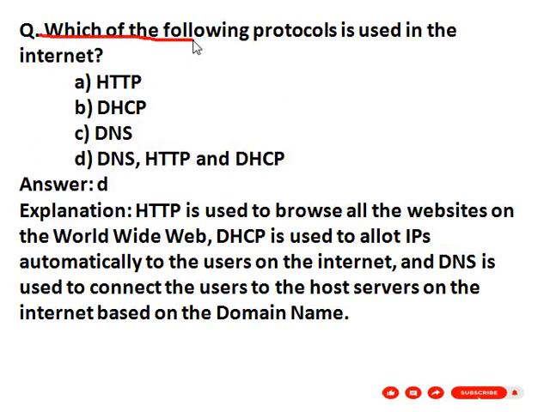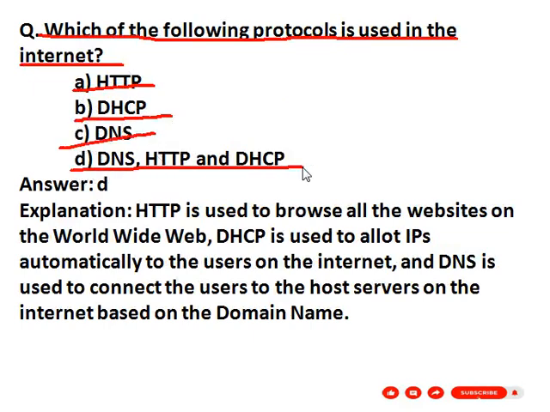Which of the following protocols is used in the internet? Given options are A, HTTP, B, DHCP, C, DNS, D, DNS, HTTP and DHCP. So here correct option is option D, DNS, HTTP and DHCP.